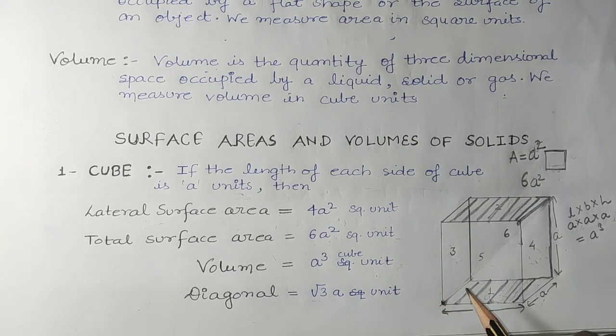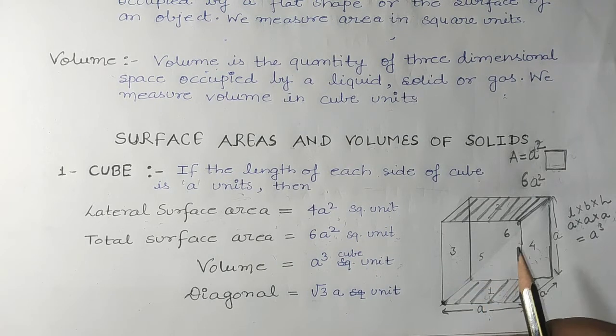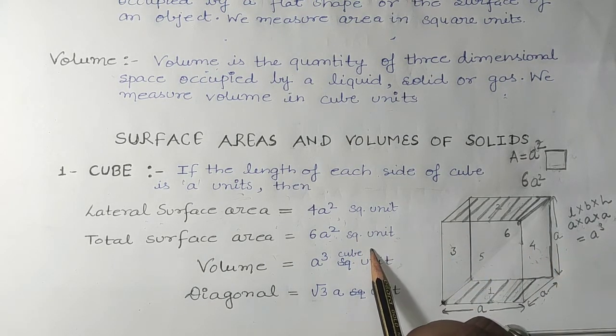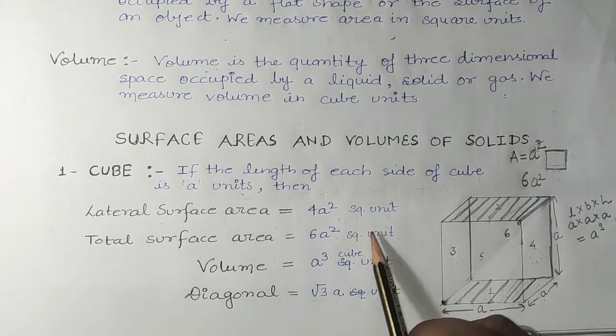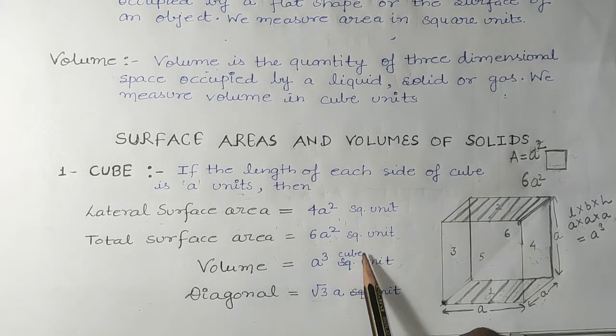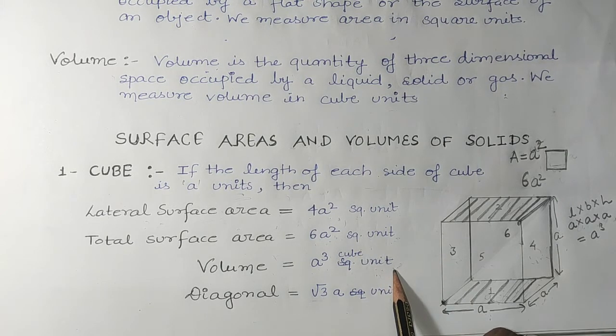One more thing you have to understand here: when we are talking about area, we will write it in square unit, and when we are talking about volume, we will write it in cube unit.